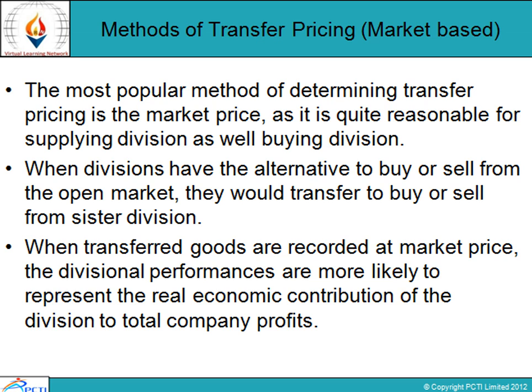Wherever the divisions have alternatives to buy from the open market, they would prefer to buy or sell from the sister division only. अगर उनके पास ये option readily available है तो फिर होता है कि जितना भी transfer होता है goods और services का, they are actually recorded at the market price. So the divisional performances are likely to show a more realistic economic contribution. जितना भी division का contribution है to the total company profit, तो एक बहुत realistic picture, realistic figures आ जाते हैं because they take into consideration the market price.